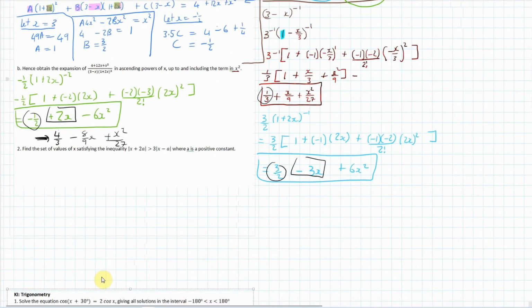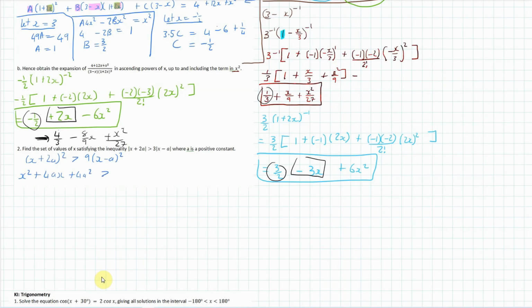So the first thing we're going to do is we're going to square both sides. So we're going to go x plus 2a, we're going to square that. It's greater than 3 squared, which is 9, into x minus a all squared. So let's work that out. That's the left-hand side. And then we get the other one, it'll be 9x squared minus 18ax, I think. And then plus a squared at the end.